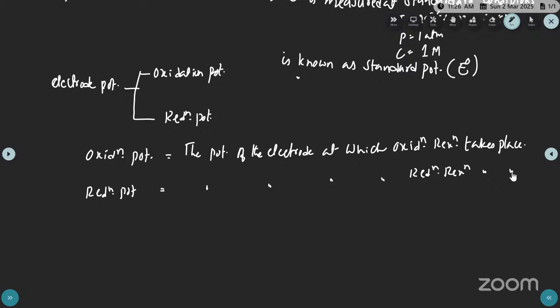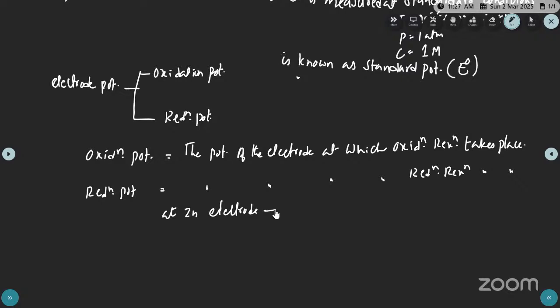So every electrode has two potentials: oxidation potential and reduction potential. This is the oxidation potential and this is the reduction potential. For example, in the Daniell cell at the zinc electrode, what reaction takes place? Oxidation reaction takes place.